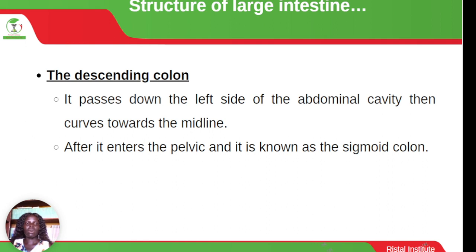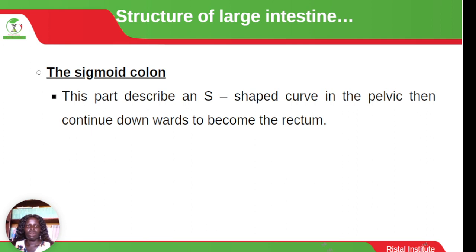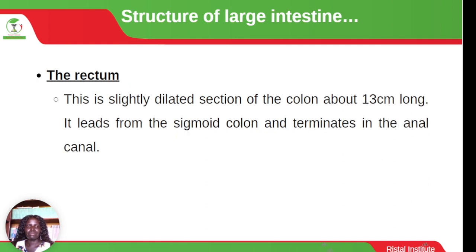The descending colon passes down the left side of the abdominal cavity, then curves towards the midline. After it enters the pelvis, it is known as the sigmoid colon. The sigmoid colon describes an S-shaped curve in the pelvis, then continues downwards to become the rectum.